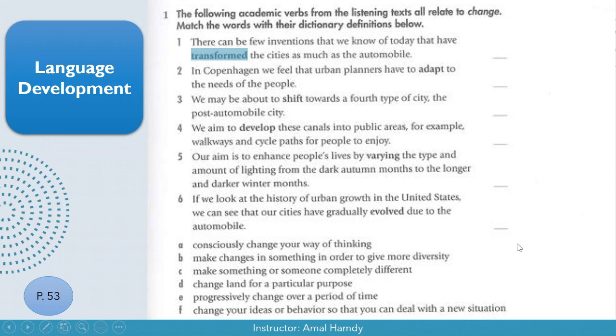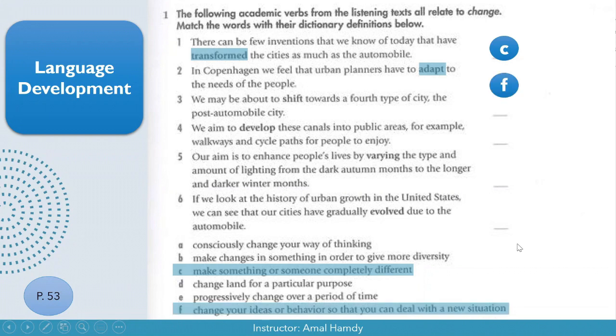The number 1 transformed would be C, make something or someone completely different. Okay, to transform something, it's like the fairy godmother transformed Cinderella's dress. She made it completely different. Number 2, in Copenhagen, we feel the urban planners have to adapt to the needs of the people. The verb is adapt. And the corresponding definition would be F. Change your ideas or behavior so that you can deal with a new situation.